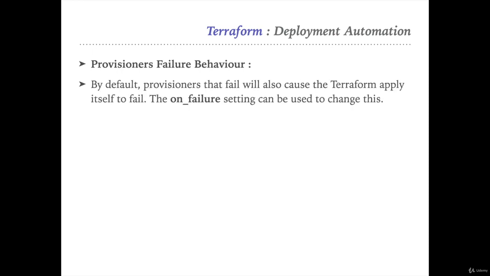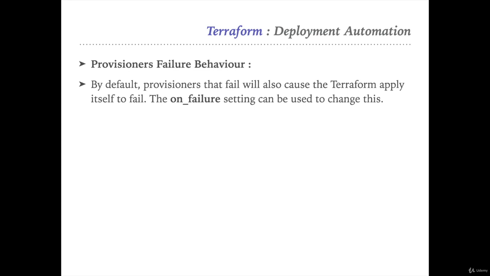By default, provisioners that fail will also cause the Terraform apply itself to fail, right? The on_failure setting can be used to change this. Suppose you don't want to mark your resource tainted if anything inside the provisioner is failing during the creation time or during the local-exec or the remote-exec. Then what is the option? The option is the on_failure setting in the provisioner.